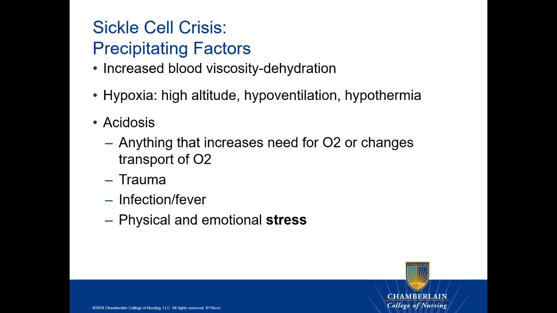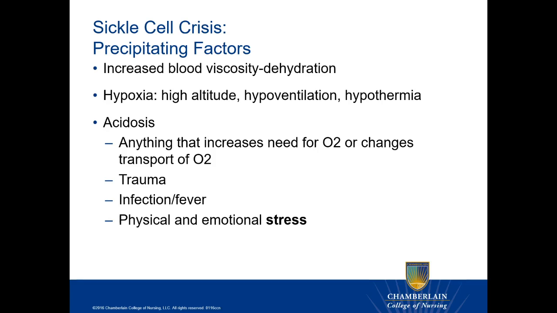Now, I think these are things you need to write down. Highlight them, underline them, put stars by them, whatever you need to do. What precipitates these cells to start to sickle? Because they're not initially sickled. They become sickled. And we can delay that, we can prevent that to some degree by avoiding these things. Dehydration is one of them. Blood gets very viscous, these cells start to sickle.